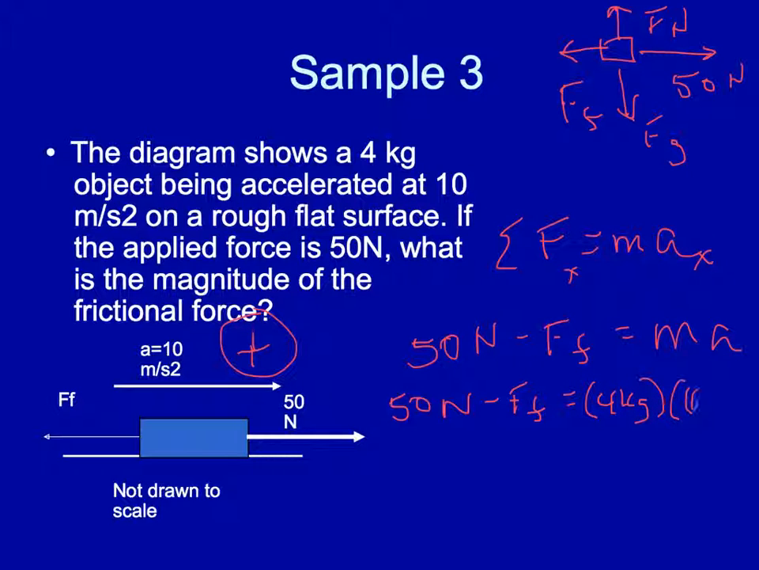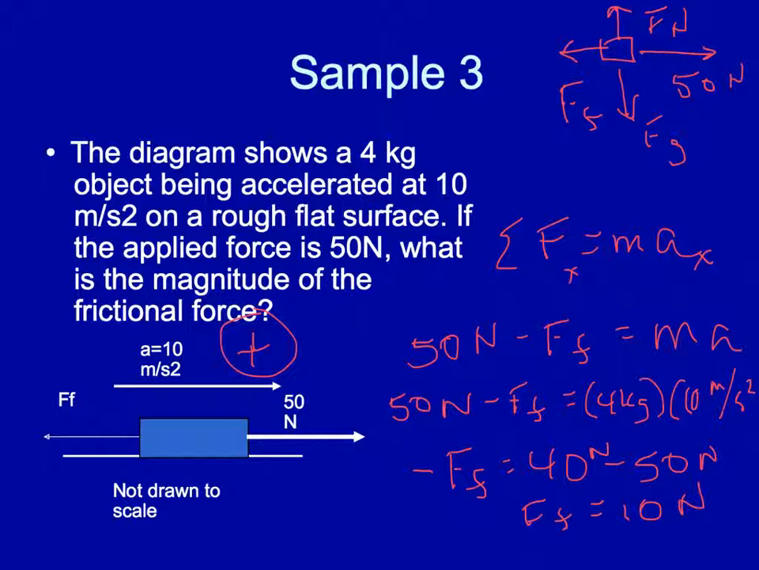A is 10 meters per second squared. So if I move F of f to the other side, well, no, let's leave F of f on this side. F of f is equal to 40 minus 50, and those are both newtons. So therefore, F of f is equal to 10 newtons. Now, notice how you come out with a positive 10 because the negatives cancel out.